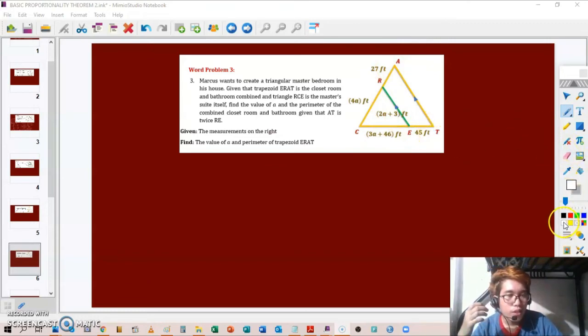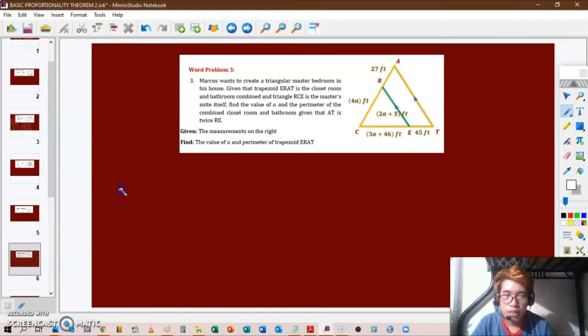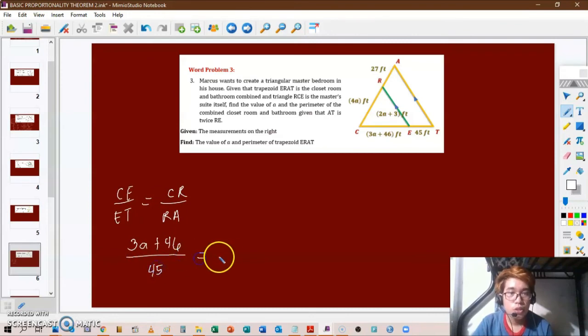To find the value of A, we can use the basic proportionality theorem. So what formula can we create for that? We can create this formula: CE over ET is equal to CR all over RA. Now we know the values of these four variables. So CE is equal to 3A plus 46, all over ET, which is 45, equal to CR, which is 4A, all over RA, which is 27.